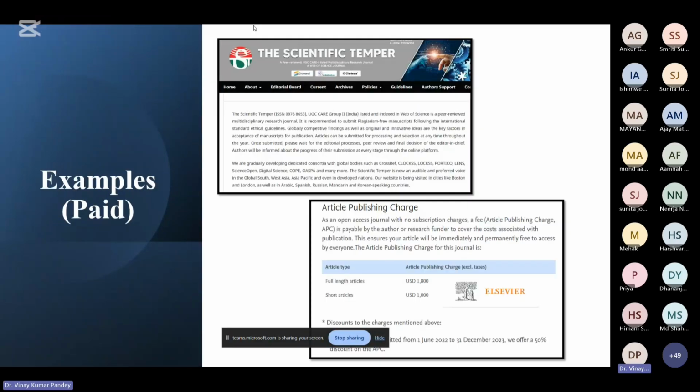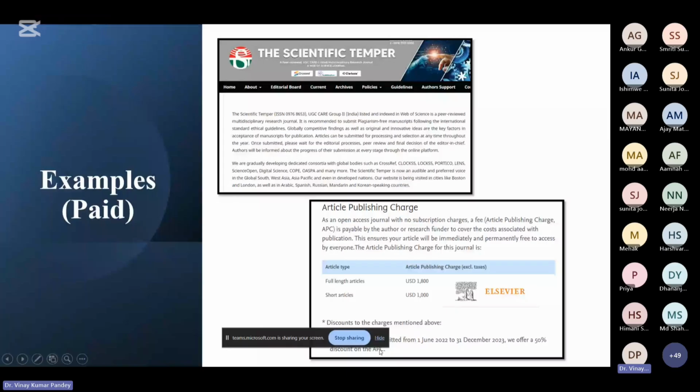Right? So these are some screenshots. As you can see over here, the first one is a UGC-CARE listed journal. The second one is Elsevier, again a standard publishing house. They have a publication fee of 1,800 US dollars. They have mentioned below that from 1st June 2022 to 31 December 2023, they offer a 50% discount on APC.